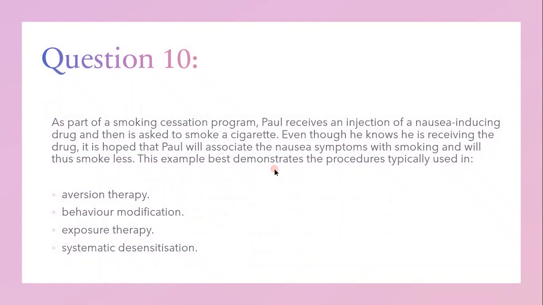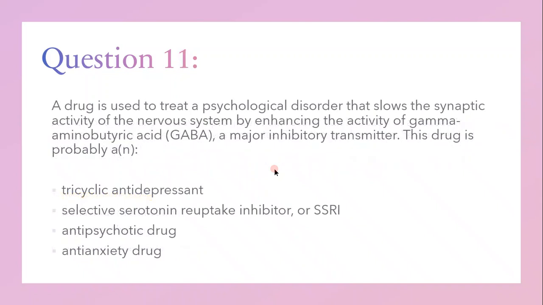Question 10. As part of a smoking cessation program, Paul receives an injection of a nausea-inducing drug, and then is asked to smoke a cigarette. Even though he knows he is receiving the drug, it is hoped that Paul will associate the nausea symptoms with smoking and will thus smoke less. This example best demonstrates the procedures typically used in aversion therapy, which we went through at the start of the video.